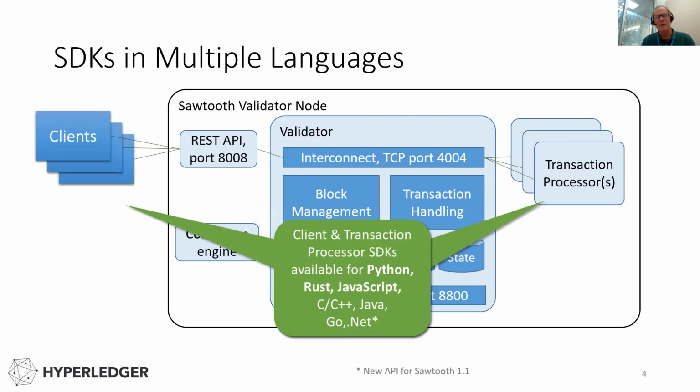So the part that you write as application developer is the client on the left and the transaction processor on the right. Think of it as client and server.